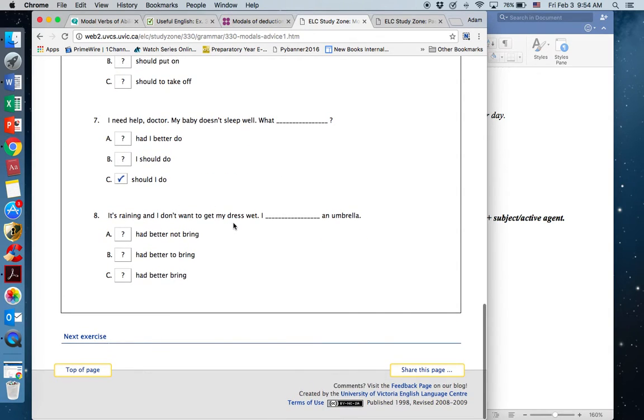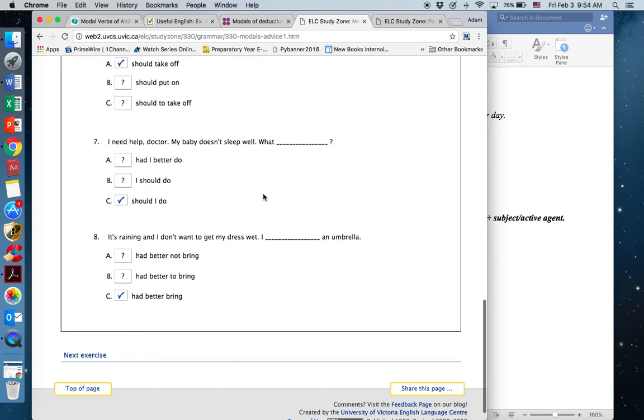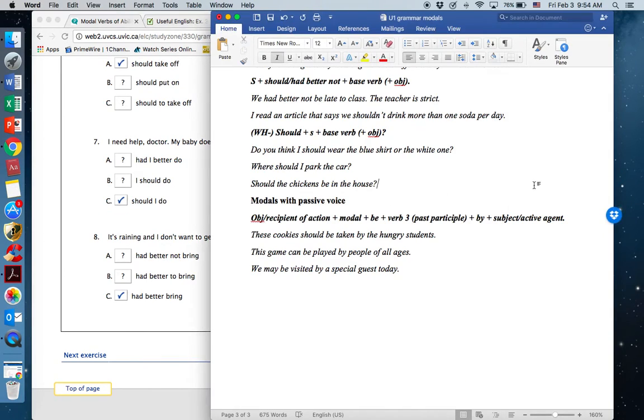It's raining and I don't want to get my dress wet. I blank an umbrella. I had better to bring. We don't say had better to. Had better bring. That looks right. Had better not bring is incorrect if we don't want to get wet.